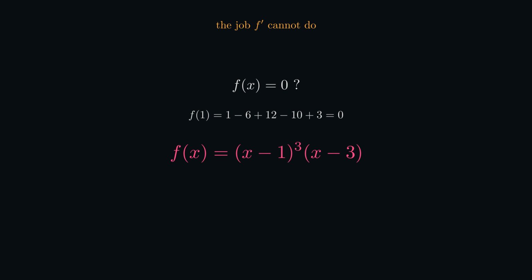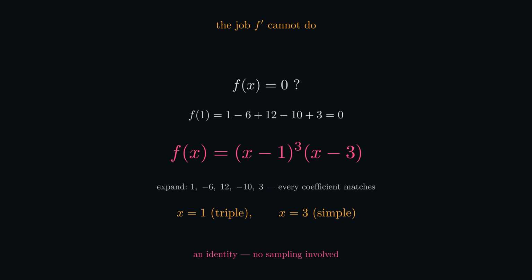Now the second job, which the derivative cannot help with at all. Where does the curve meet the x-axis? Here we get lucky, and the luck is worth noticing. We already know that x equals 1 is special. Try it in the original function. 1 minus 6 plus 12 minus 10 plus 3 is 0. So x minus 1 divides f. Divide and keep dividing, and what comes out is x minus 1 cubed times x minus 3.